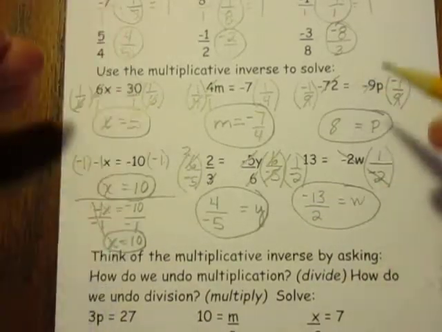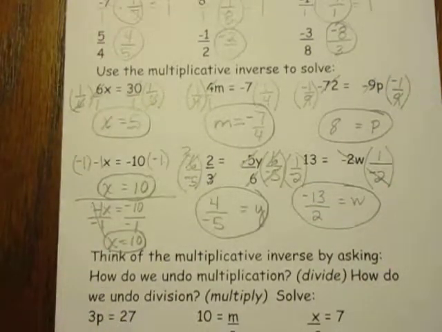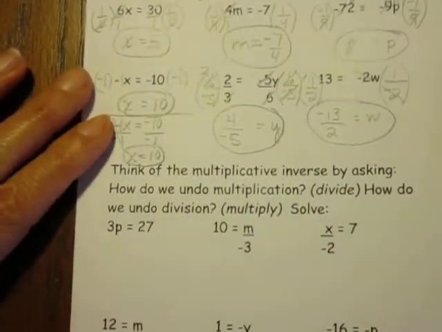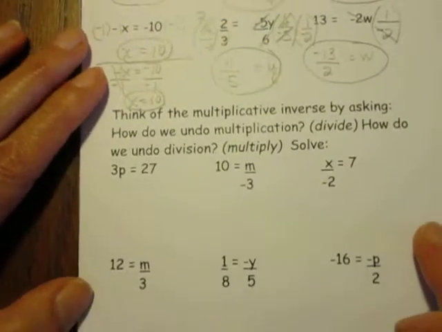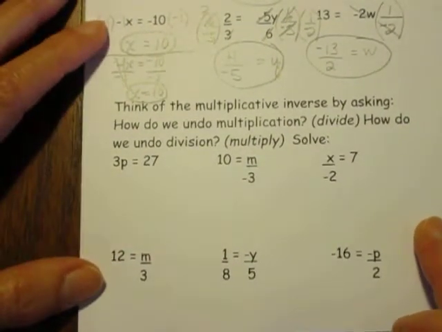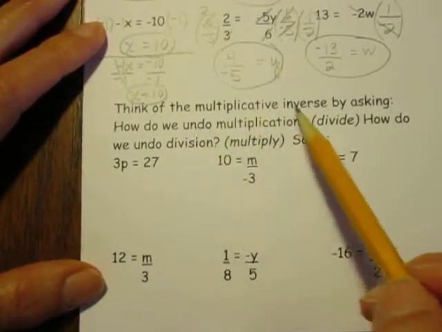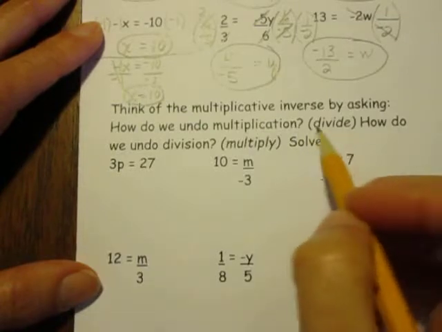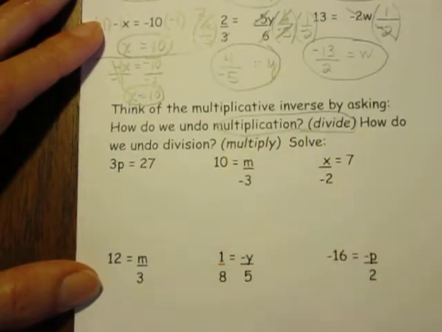Okay, so that's using the approach of the multiplicative inverse. But if you come down here, you can think through a shortcut, and this is what most students are going to want to rely on. I know I myself do this as well. I want you to think of the multiplicative inverse by asking, how do we undo multiplication? We do that by dividing. Dividing and multiplying undo each other.